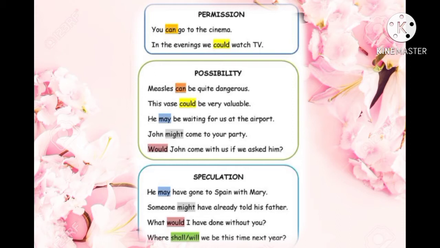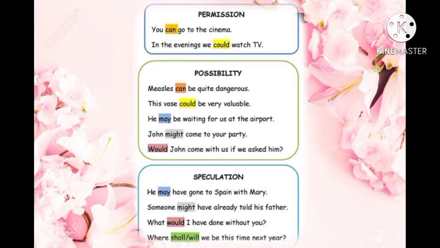Then possibility. So what are the words which are used for possibility? Can, could, may, might, would. These are the modal verbs that can be used for suggesting a possibility. Measles can be quite dangerous. This vase could be very valuable. So you are not sure what the price of the vase is. Vase means what? A flower pot. You are not very sure about it, so you are telling could be.